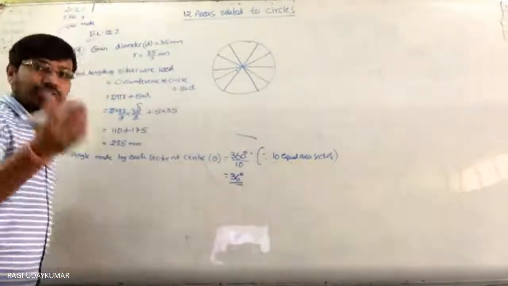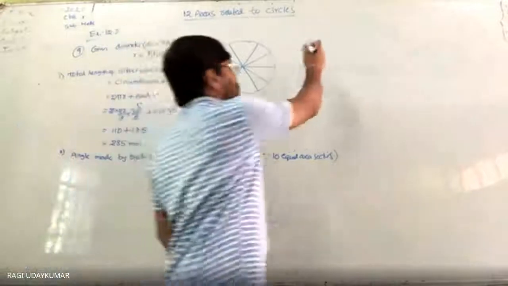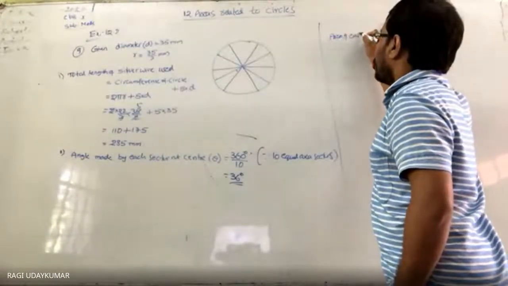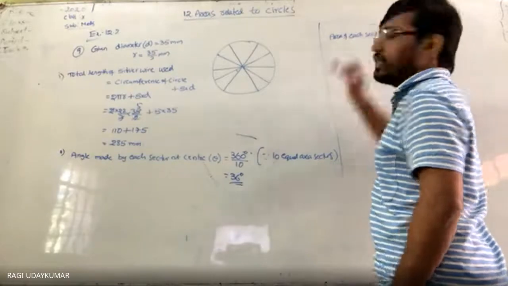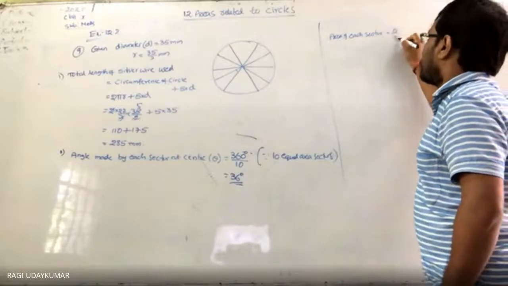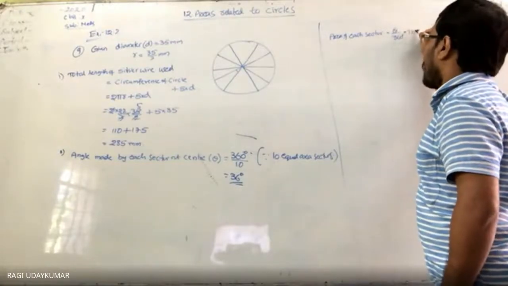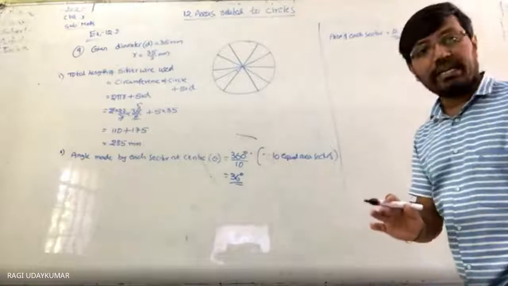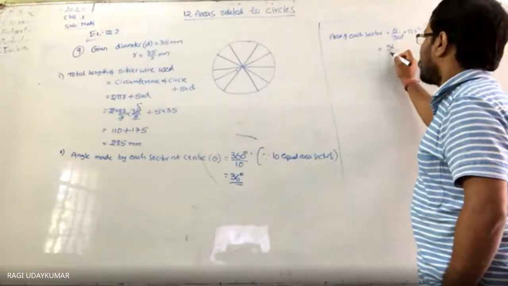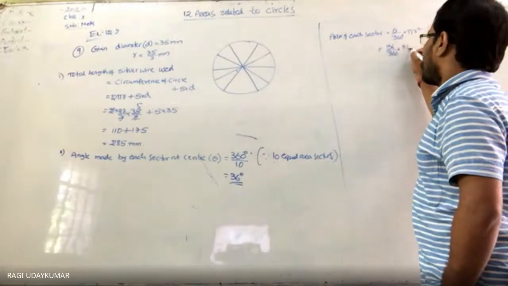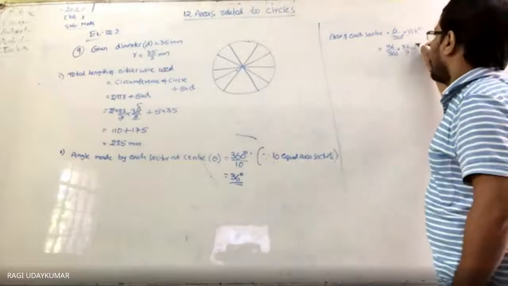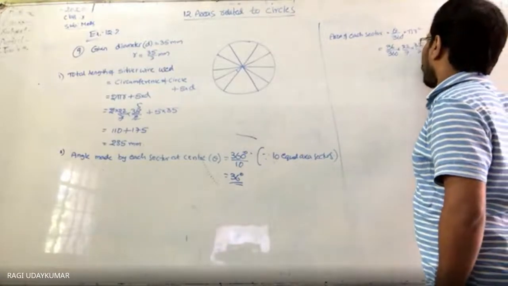So therefore, the question is asking you to find the area of each sector. Area of one sector is equal to theta by 360 degrees into pi r square. The pi value to be taken here is 22 by 7. So theta is 36: 36 by 360 into 22 by 7 into the radius given to you, 35 by 2 into 35 by 2.